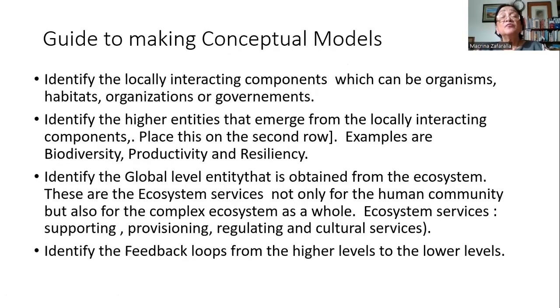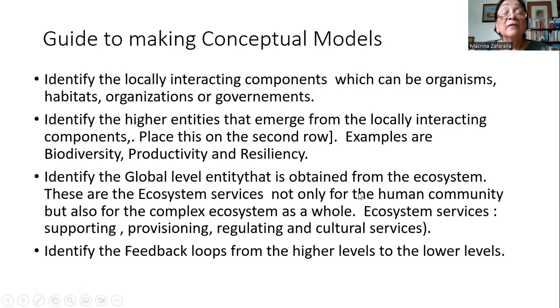So here's a guide to making a conceptual model. Number one, you must identify the locally interacting components, which can be habitats, organizations, or governments, or plant communities, etc. Next, identify the higher entities that emerge from the locally interacting components. Place this on the second row. Examples are biodiversity, productivity, and resiliency.